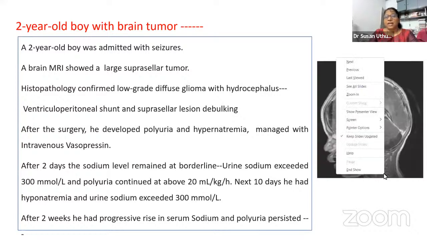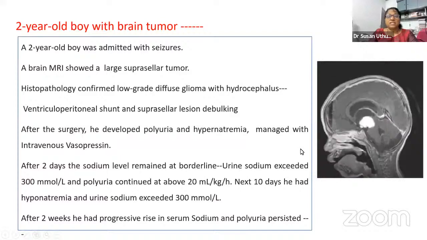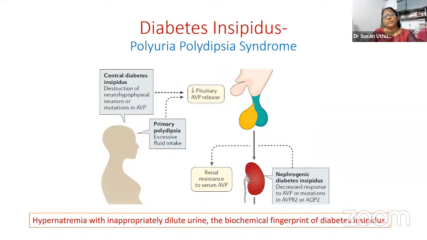He developed polyuria and hypernatremia, which was managed with intravenous vasopressin. After 2 days, the sodium levels were remaining borderline while on treatment, and the urinary sodium started increasing, and polyuria was continuing. Over the next 10 days, he developed hyponatremia and the vasopressin was stopped, but still the hyponatremia persisted. Then after 2 weeks, the sodium was again going up, but the polyuria was still there.